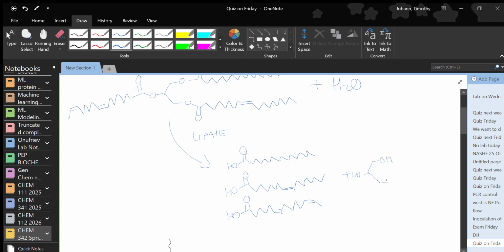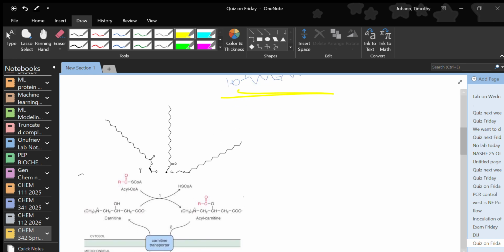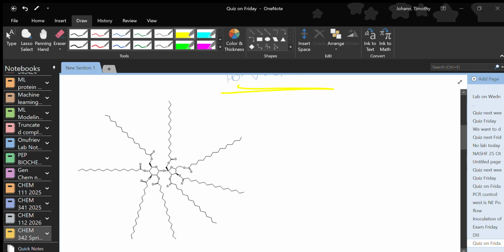The glycerol is good for energy as well, but we won't talk about the breakdown of glycerol. There are pathways for that, but we are going to focus mostly on the breakdown of these fatty acids, and mostly the saturated fatty acids. We'll talk about what happens when it's unsaturated and how cells respond to that, but you won't really be responsible for that.